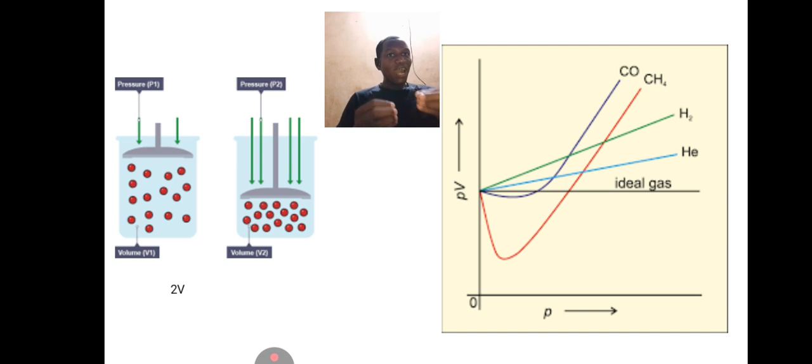Though we might not have an ideal gas, there is an assumption that there is an ideal gas and it behaves in this manner. So if you look at the graph there, you see carbon dioxide, you see methane, you see hydrogen, you see helium, and then you see ideal gas. Please note this graph and observe how it is.